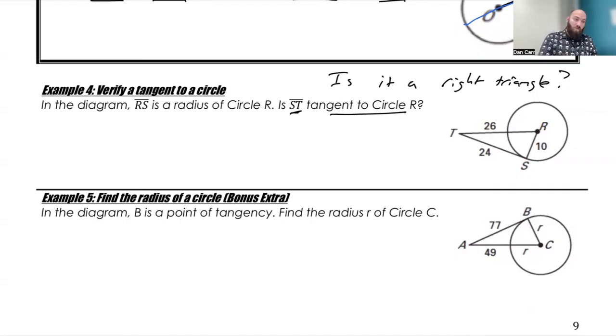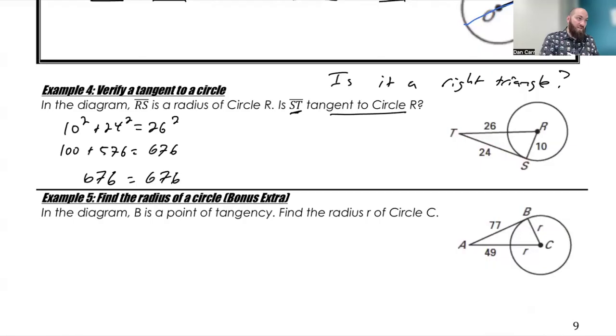Okay, so to confirm that, we're going to do a squared plus b squared equals c squared. Does 10 squared plus 24 squared equal 26 squared? So that's 100 plus 576 equals 676. So 676 equals 676. So the answer is yes. Since this is a right triangle, that means that ST is tangent to circle R.